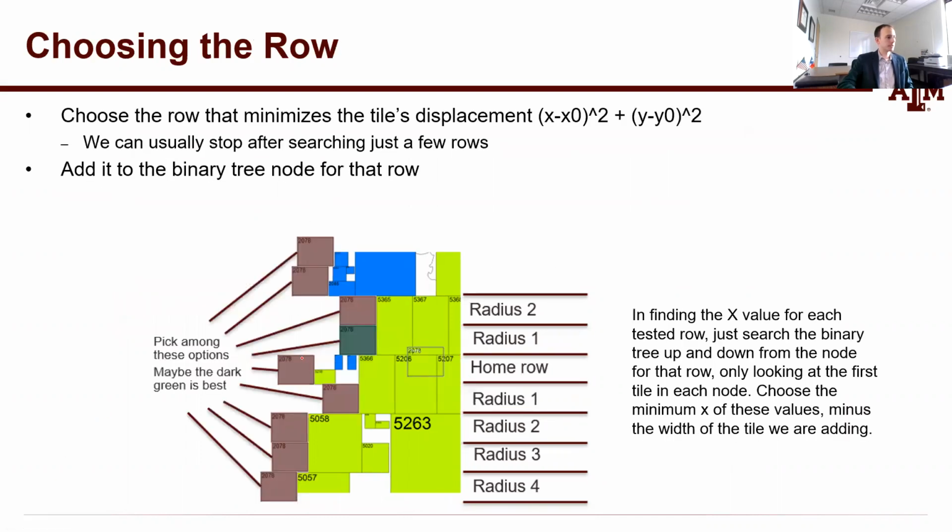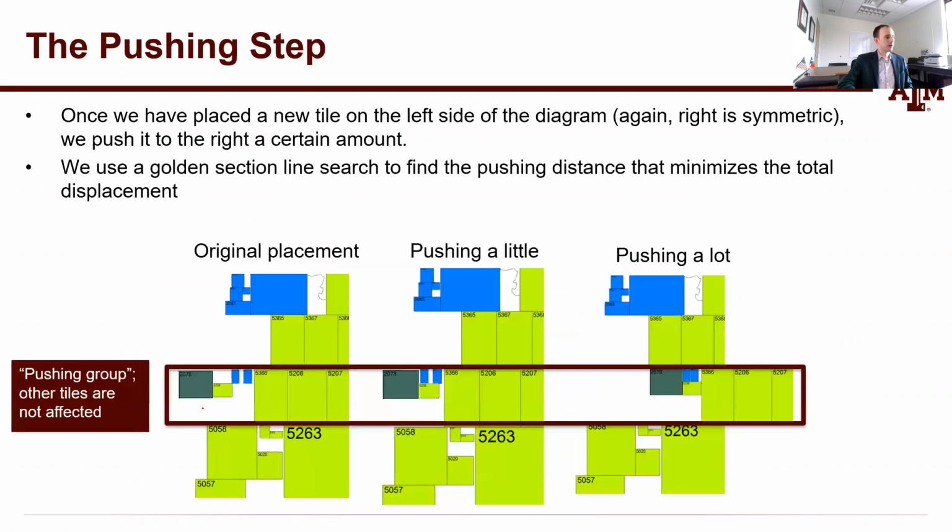So you pick the row based on sort of the optimal place. So maybe it ends up being placed right here. And then you have the pushing step. The pushing step means that we pick a location; you could push a lot, push a little, push none, and then there's a cost function that gets minimized with how much you push it. This pushing step is extremely fast because of the way the data is stored in the binary tree.